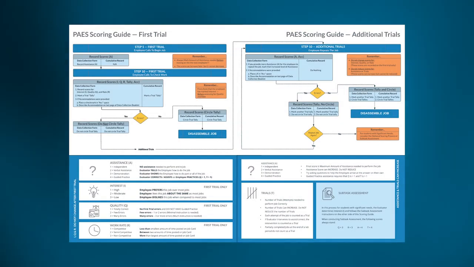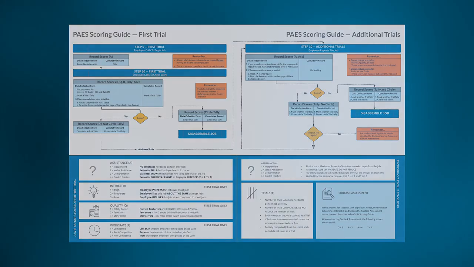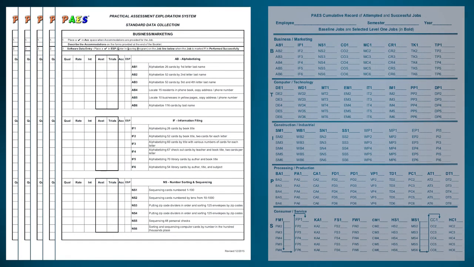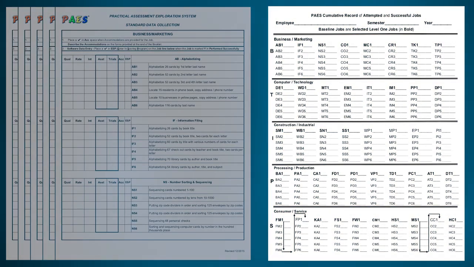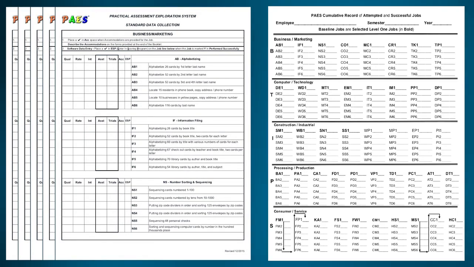Now we're going to walk through scoring together. Again, follow along in your scoring guide flowchart. You will also need your blank sample data collection sheets and the blank sample cumulative record form provided in your training materials. Arrange them side by side in front of you like so. Now follow along with the video.